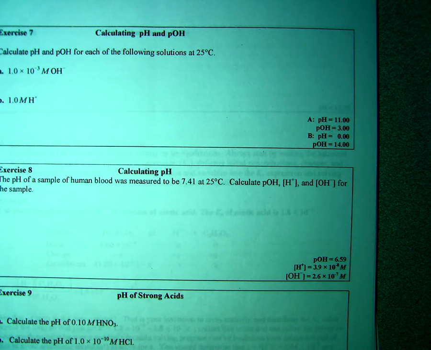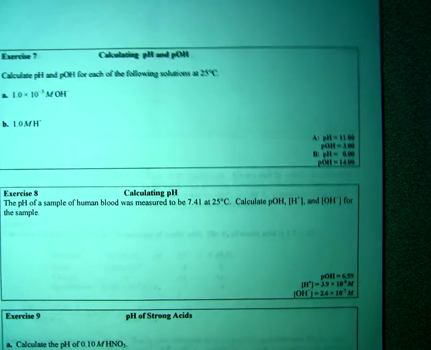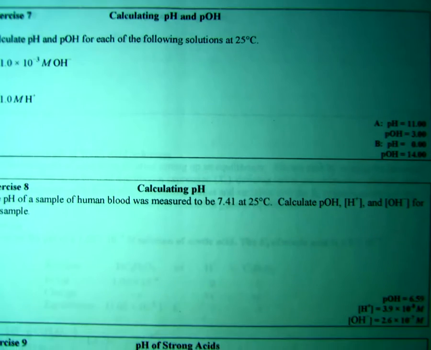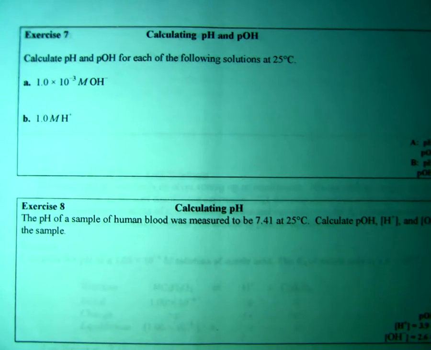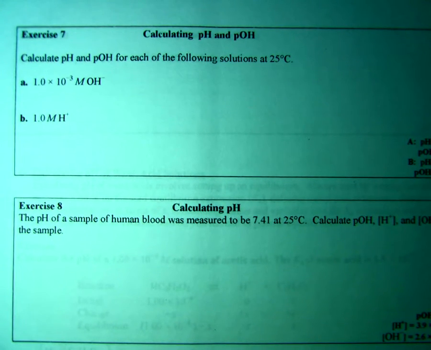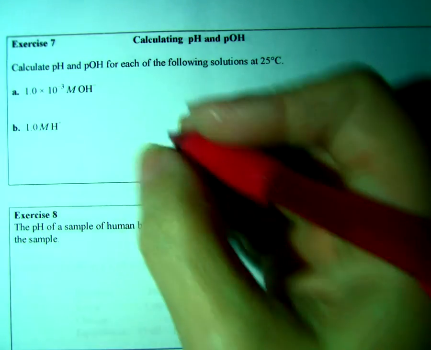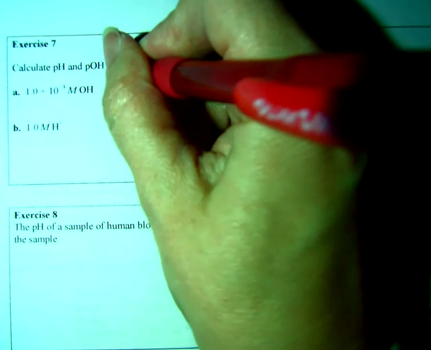Y'all listen. All right, let's work through these 7 through 10 and make sure you understand why we're doing what we're doing. Number 7 says calculate the pH and the pOH for each of the following solutions at 25 degrees Celsius. If you are given the OH concentration, then you need to start with pOH.